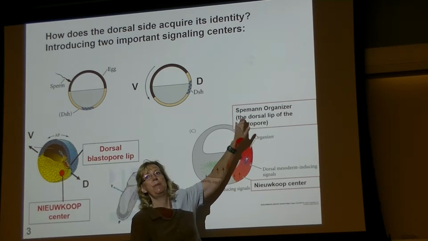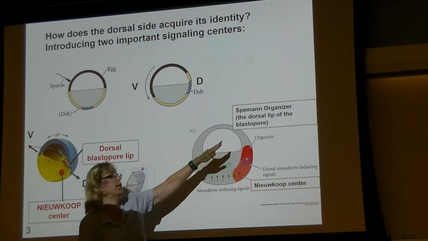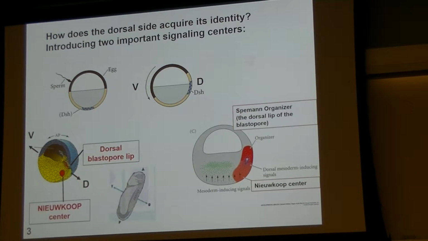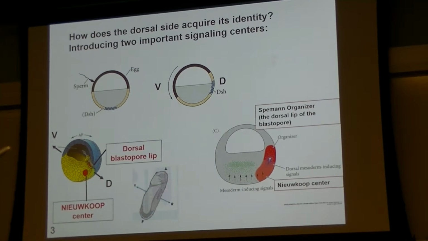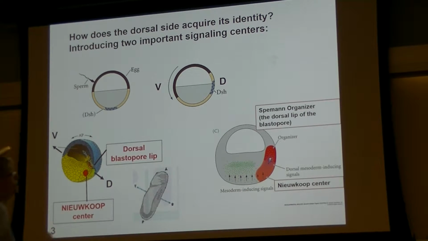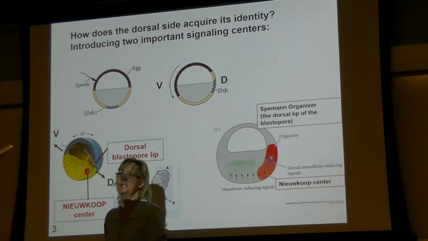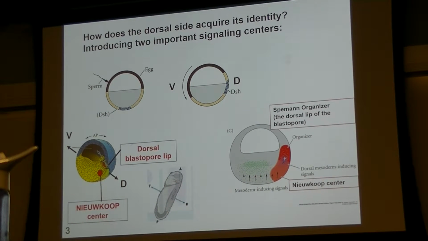This is also called the Spemann organizer. So Spemann organizer, after the discoverer, Hans Spemann, and the dorsal lip of the blastopore, the same thing. So these two are located here, basically right next to each other on this dorsal side.